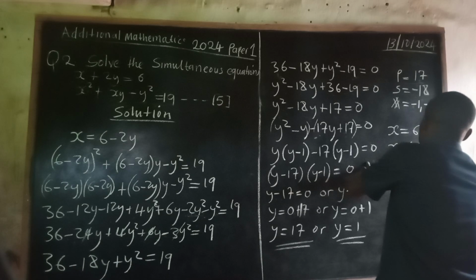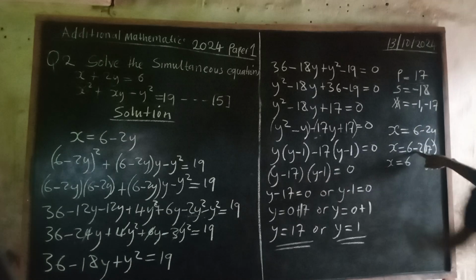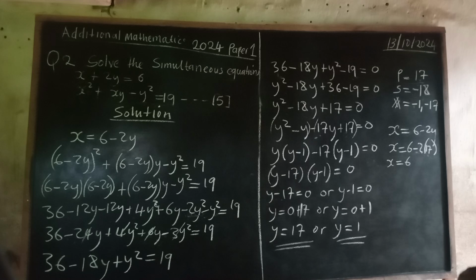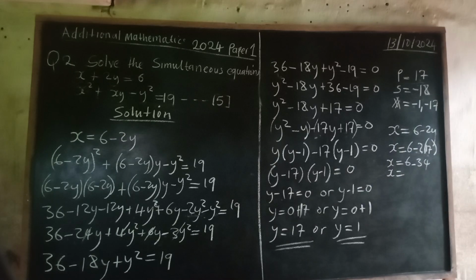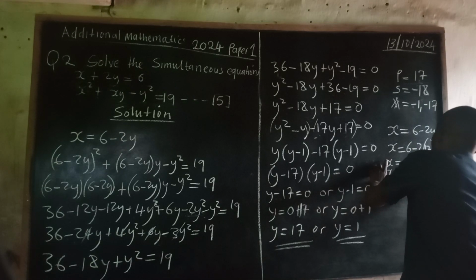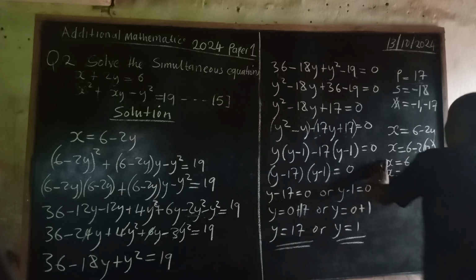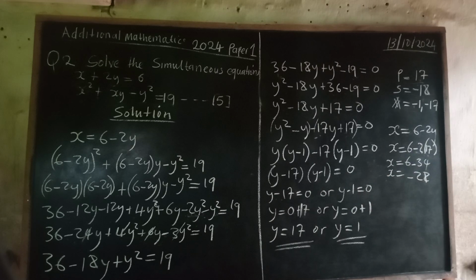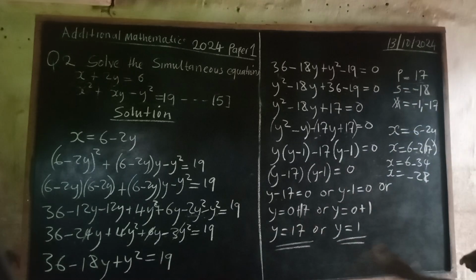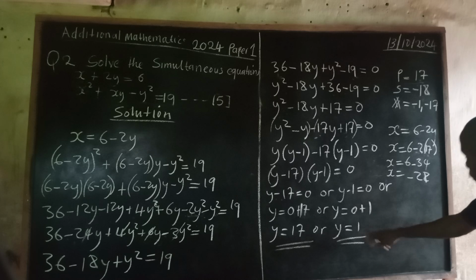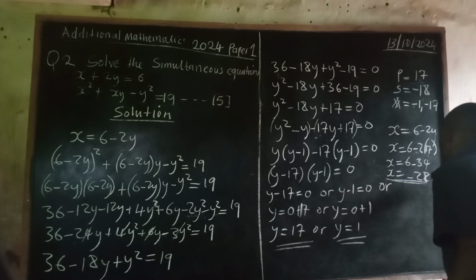So x is equal to 6 minus 2 times 17. Negative 2 times 17, the answer is negative 34. So x is equal to 6 minus 34, which is negative 28. That is x. Since we have two values for y, the next one we are going to substitute is 1. So this is the first solution for x.